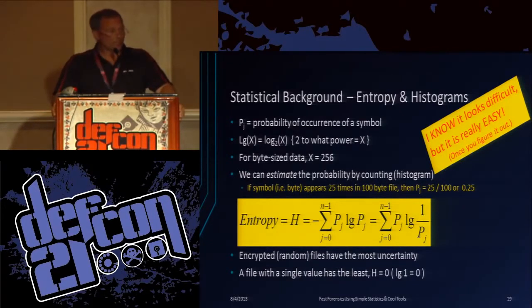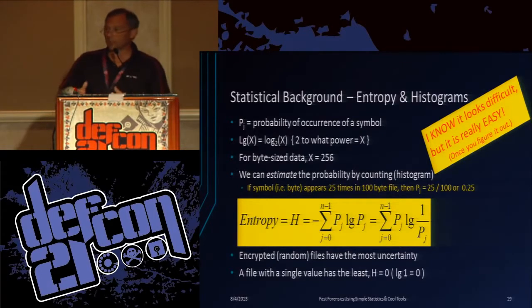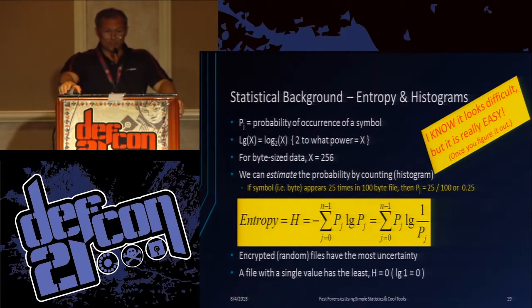We can estimate the probability in a file by counting. So you take a file, count how many 0 bytes, count how many 1 bytes, count how many 2 bytes, and so on. And that's the histogram. That's the count. The frequency distribution of each byte is another way of putting it. Given that count and the total number of bytes, we can compute the probability for each byte. So if 0 appeared 25 times out of 100, the probability is 0.25.